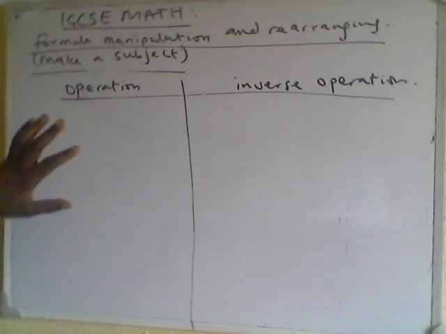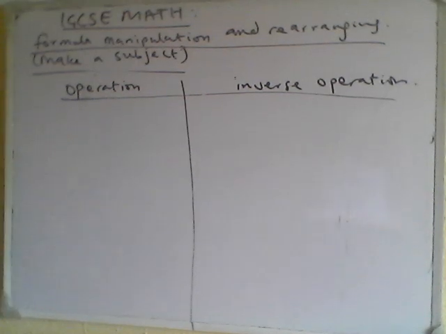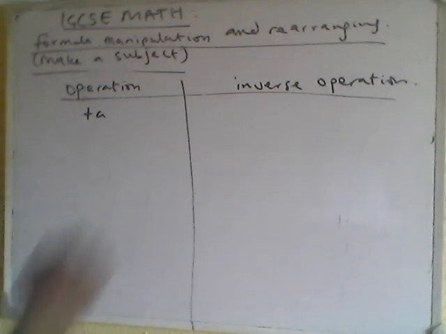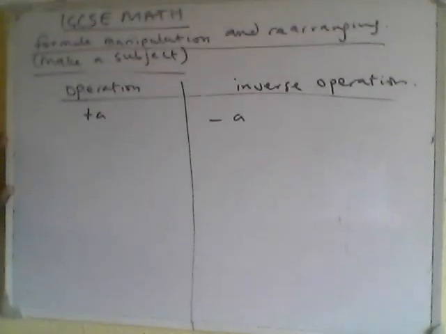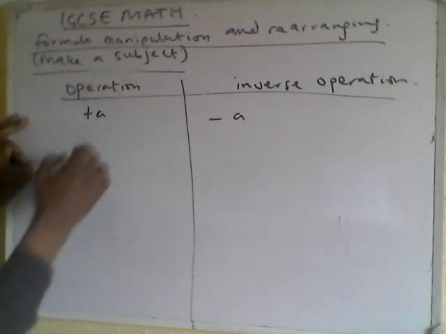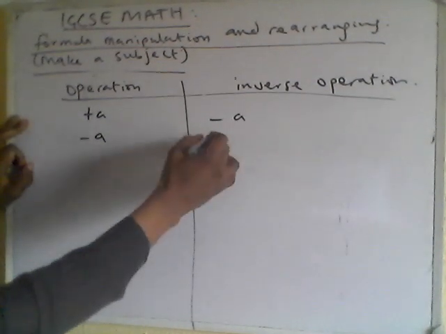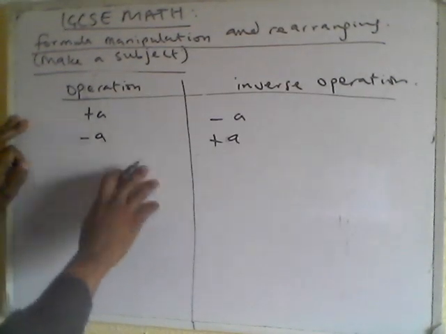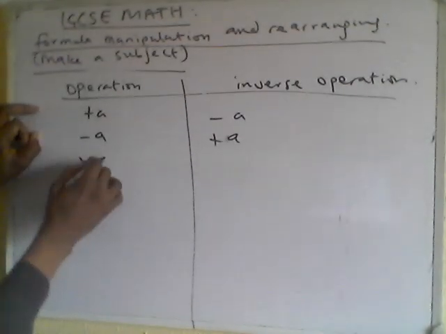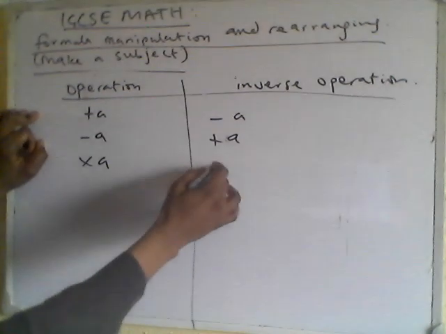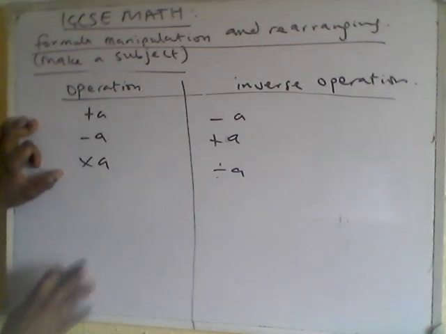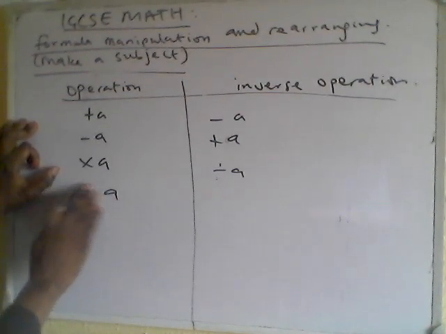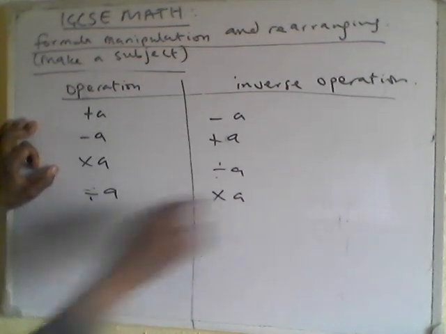So when you are using opposite, inverse operations, for instance, if I have plus a on one side, I must make sure I have minus a on the other side. If I have minus a, when it crosses, it becomes plus a. You will see where all these are applied. If I have times a on one side, it will be divided by a when it crosses. If I have divided by a on this side, when it crosses, it will be times a.